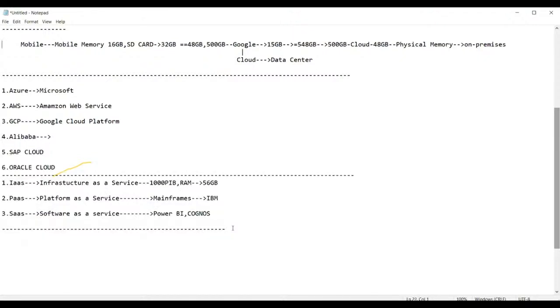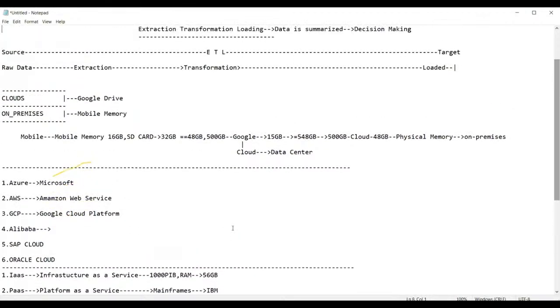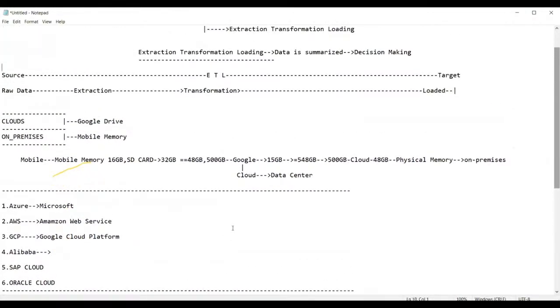Now guys, the cloud is clear for me, and on-premises is also clear for me. Everything is clear. But my question is that source, target, and this thing is done already.